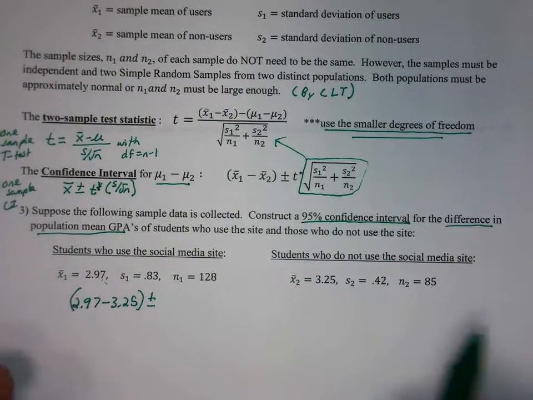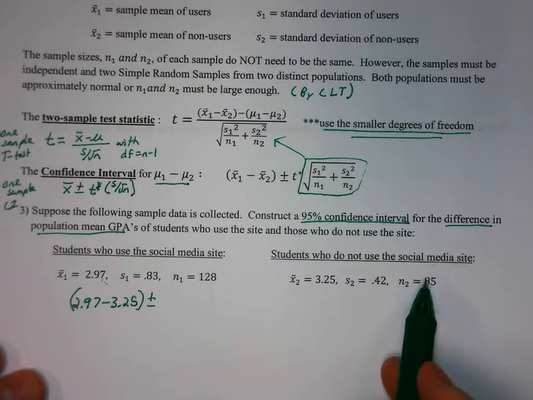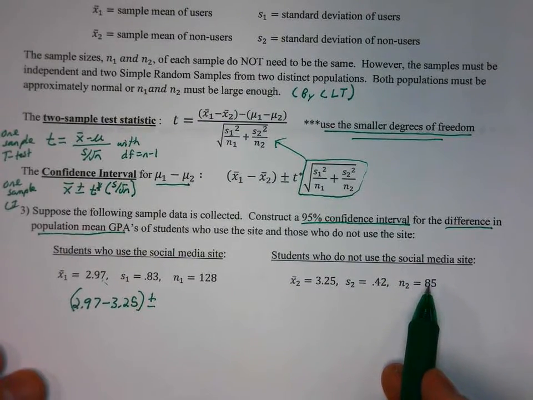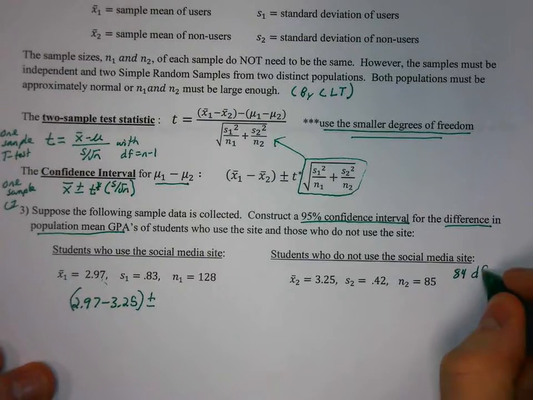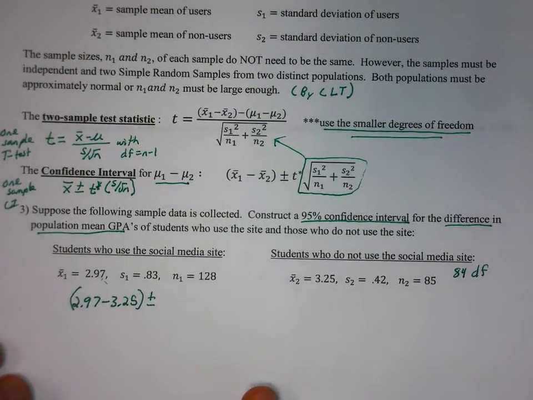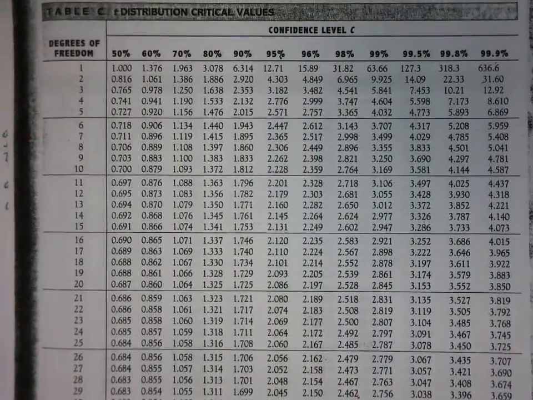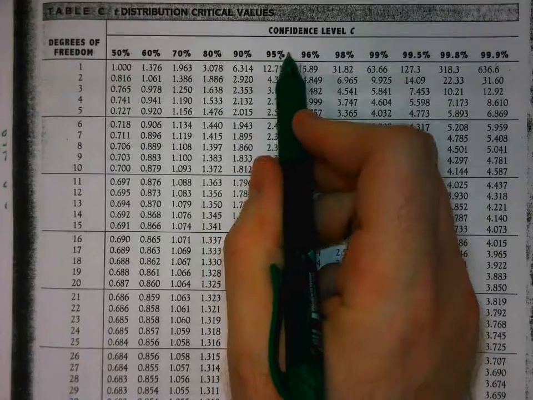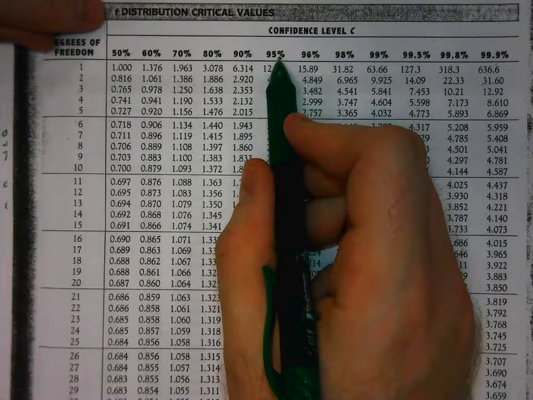How many degrees of freedom? Well, we have 128 for n1 in the sample size, and your sample size in the second sample is 85. So 85 is smaller, so we're going to use 84 degrees of freedom. So if we have a 95% confidence interval, okay, we're looking at this column in our t distribution. Okay, so we're looking at the t distribution up here.